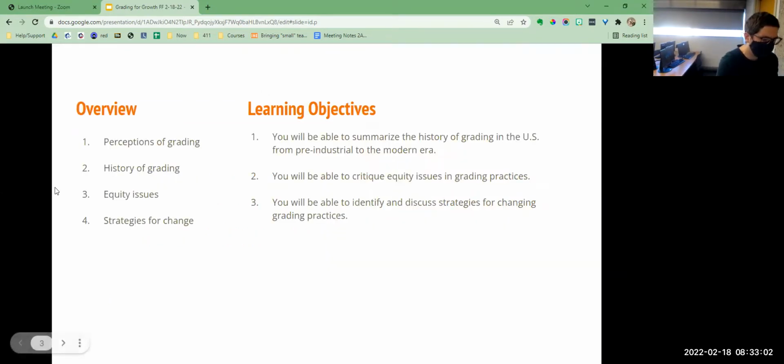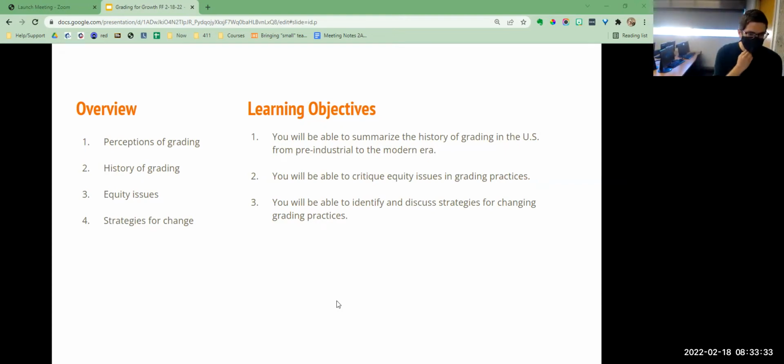So the rough overview is I'm going to talk about perceptions of grading, because I think a lot of us have feelings on grading in general, along with going through the history of grading, because I think a lot of people just don't know the history of grading, and then diving into equity issues and strategies for change. There are a lot of different things out there, like alternative grading systems. I think there was a talk last year on ungrading and stuff like that. So there are a lot of different strategies for change here.